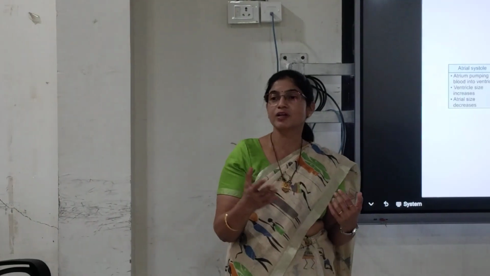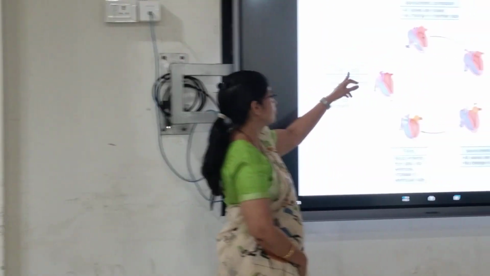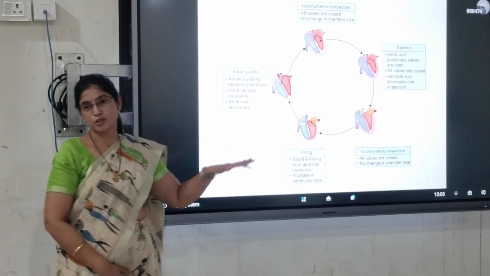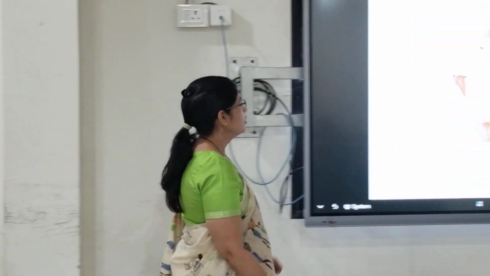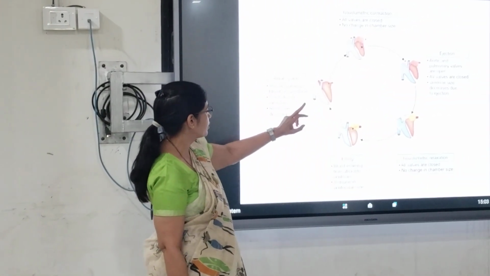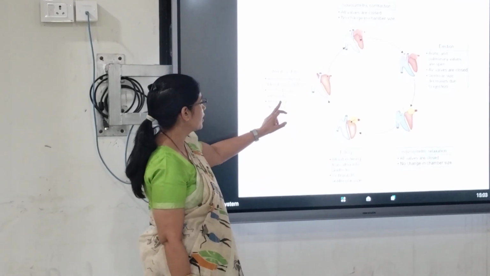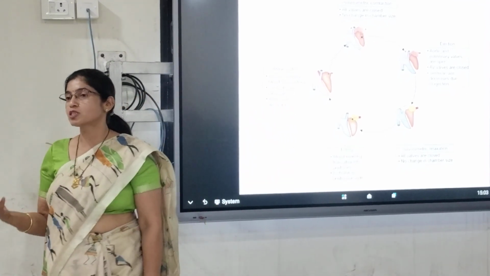By that time, the SA node again generates the impulse, the atria get depolarized, and the atrial contraction takes place. It is called the atrial systole. Because of the atrial systole, the atria contract and again some amount of blood gets pumped into the ventricles. So the atria pump blood into the ventricles, the ventricular size increases and the atrial size decreases. Slowly, because of accumulation of blood in the ventricle, the pressure in the ventricles will increase from 0 to 10, 15, 20 like this.